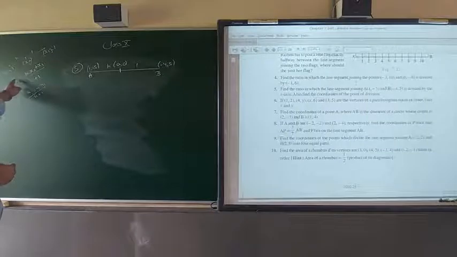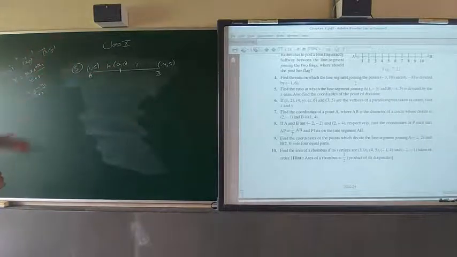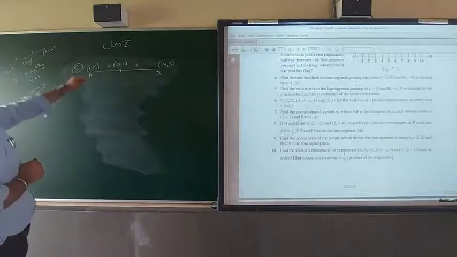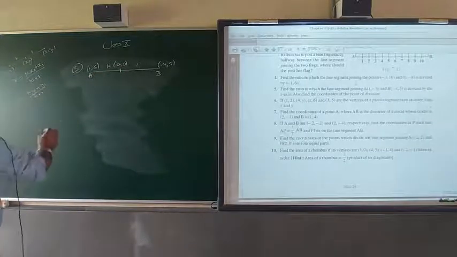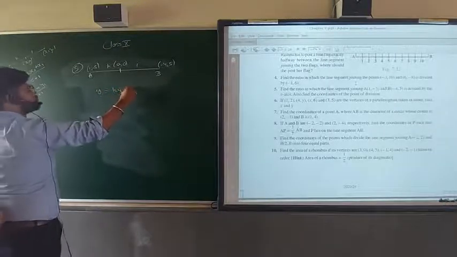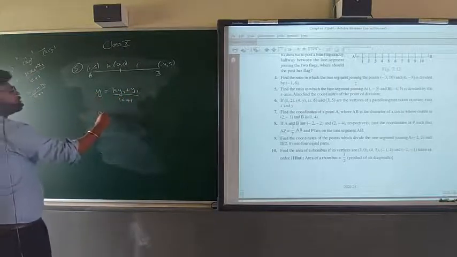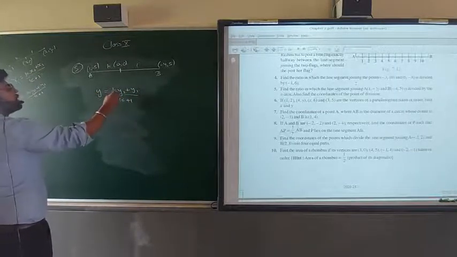But if I apply the x formula, listen carefully, kx2 plus x1 upon k plus 1, then I don't have the value of x, because here the value of x is a. I can't put this value here. So I will take the y formula because here the y value is given, now 0. So I take the y formula: y is equal to (ky2 + y1) upon (k + 1). Y value is what? 0 is equal to k y2.